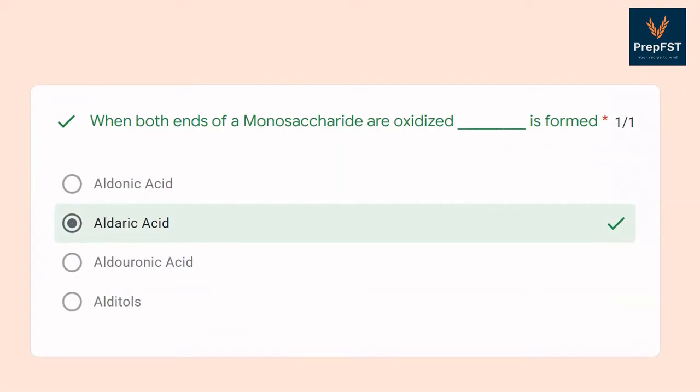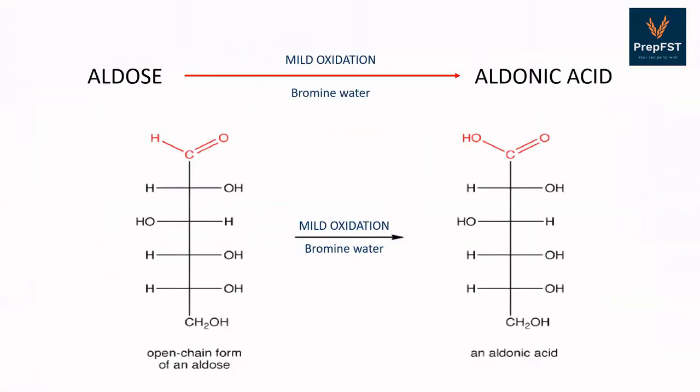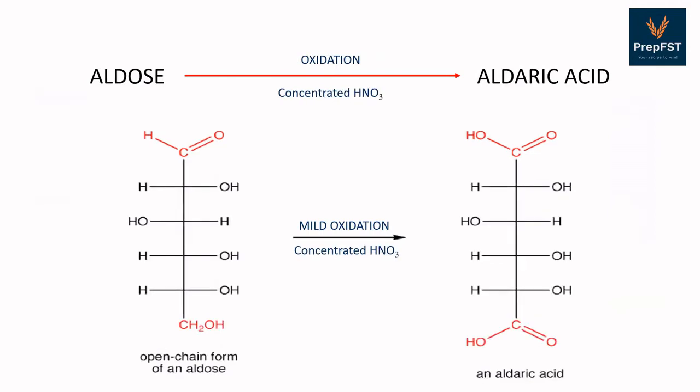Now let's understand the various chemical reactions of a monosaccharide and their corresponding products. Now, when any monosaccharide or an aldose undergoes mild oxidation using bromine water, then aldonic acid is formed, as shown in the reaction below. Next, when aldose undergoes oxidation under concentrated HNO3, then aldaric acid is formed and both ends of the chain are oxidized, as shown in the reaction.